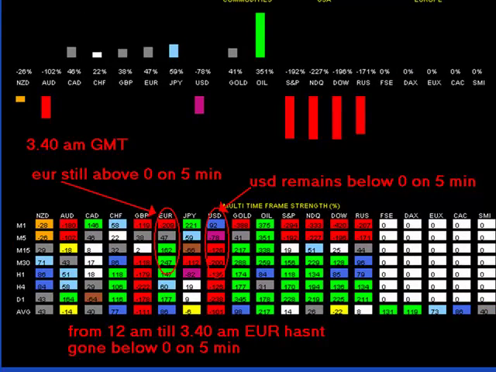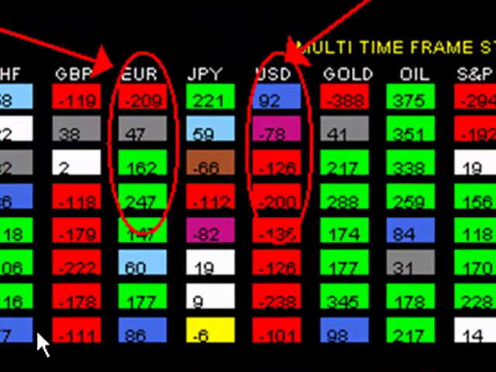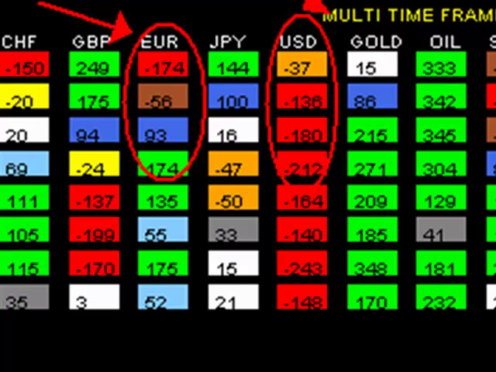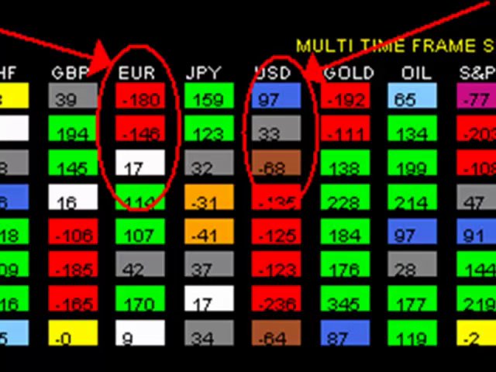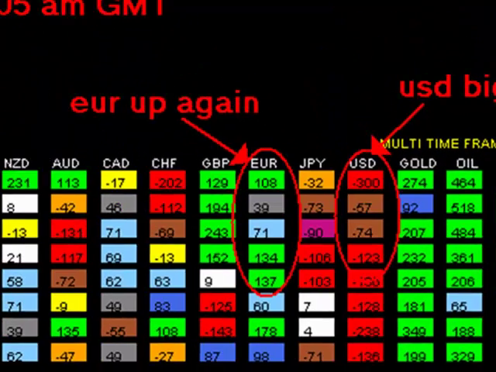The euro is starting to turn now. You can see on the lower time frames, and the US dollar is getting slightly stronger on the 1 minute. Over here, euro still weak on the 1 minute. 5 minutes, it's not too bad. It's dipping below the 0 mark. US dollar still not strengthening much. Okay, and here we're starting to see the US dollar strengthen, and it's now above the 0 line, and the euro is weakening even more. Okay, euro still weak.